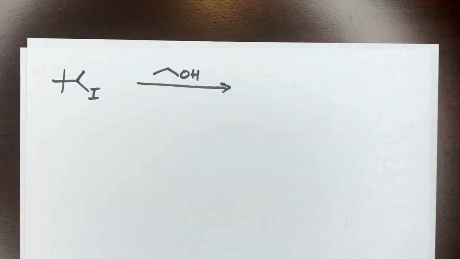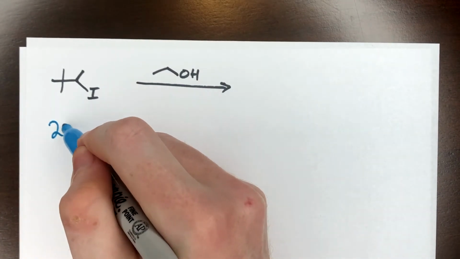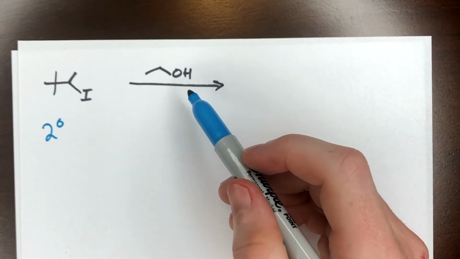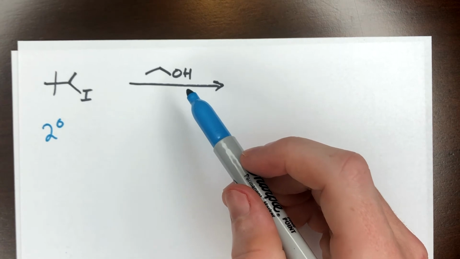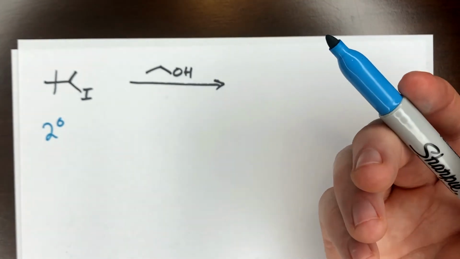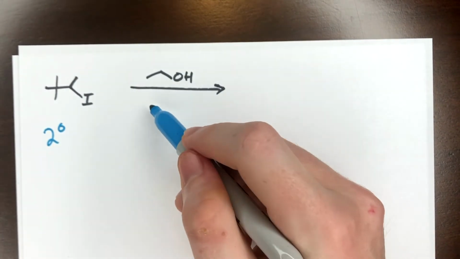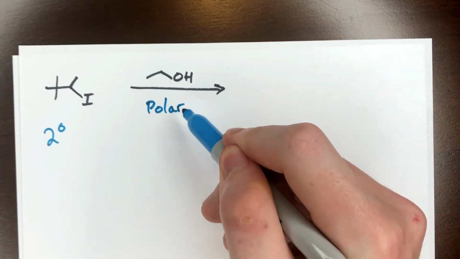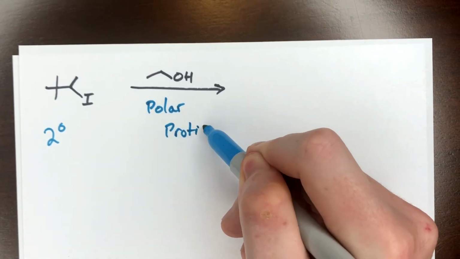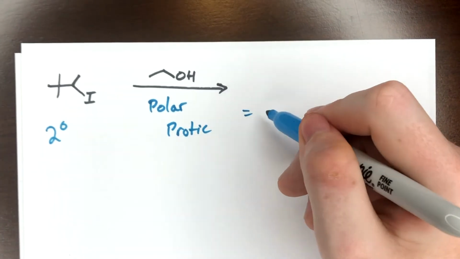We look at this one here. We have a secondary alkyl halide, and this is neither a good base nor a good nucleophile because it has no charge. It's just an alcohol. It's similar to water, so this is probably a solvent, and this is polar protic. So this is suggestive of SN1 and E1.